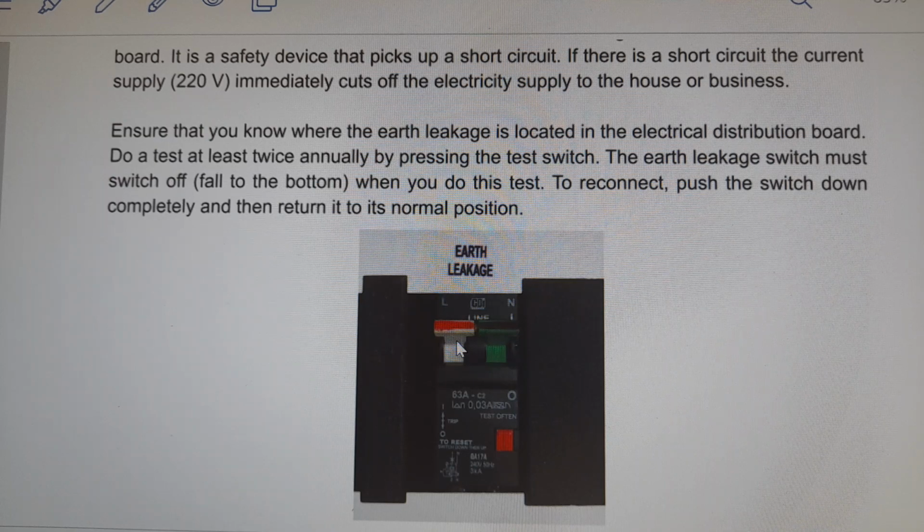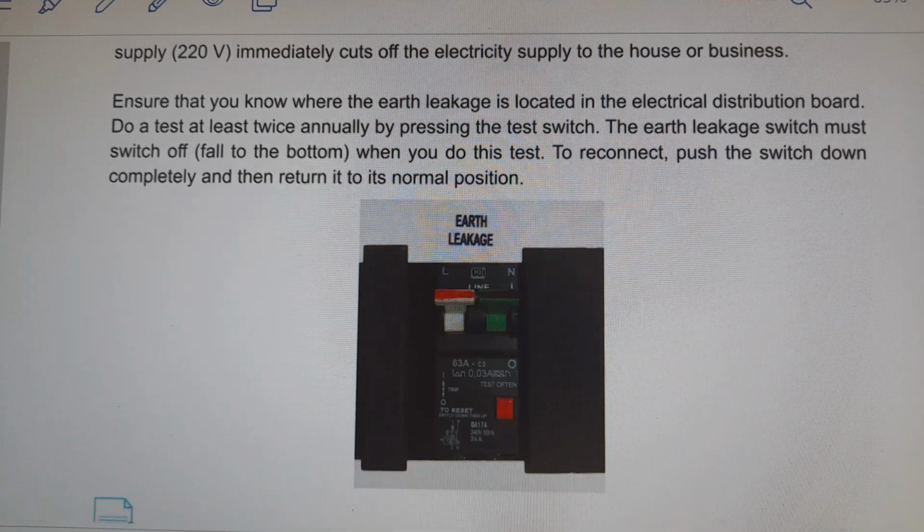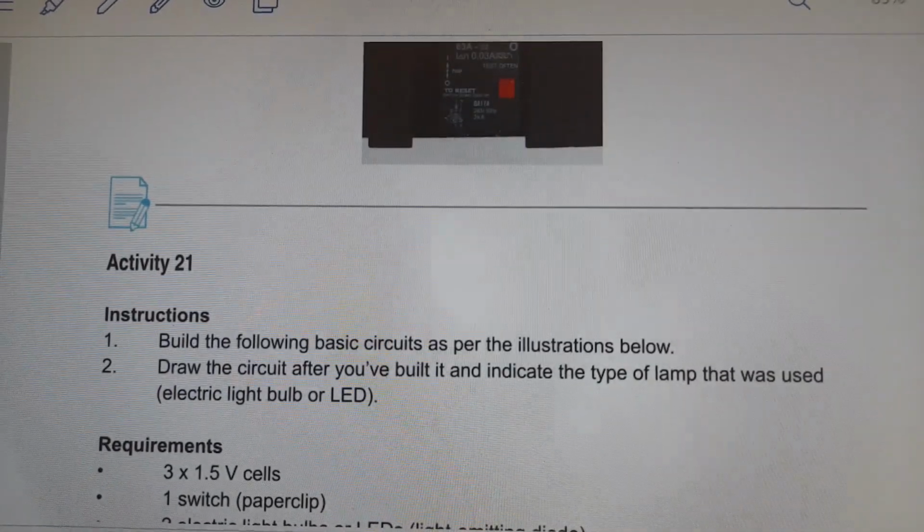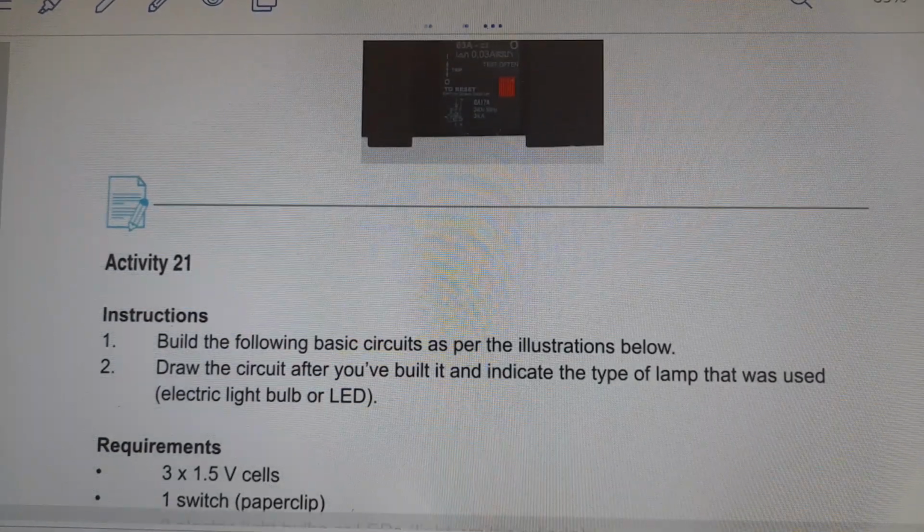This is the earth leakage. So if you press test, this will fall down. When you do this test, the earth leakage switch must switch off or fall down. To reconnect, push the switch down completely and then return it to its normal position. So you test it twice a year to see if you are still protected if there is a short circuit.